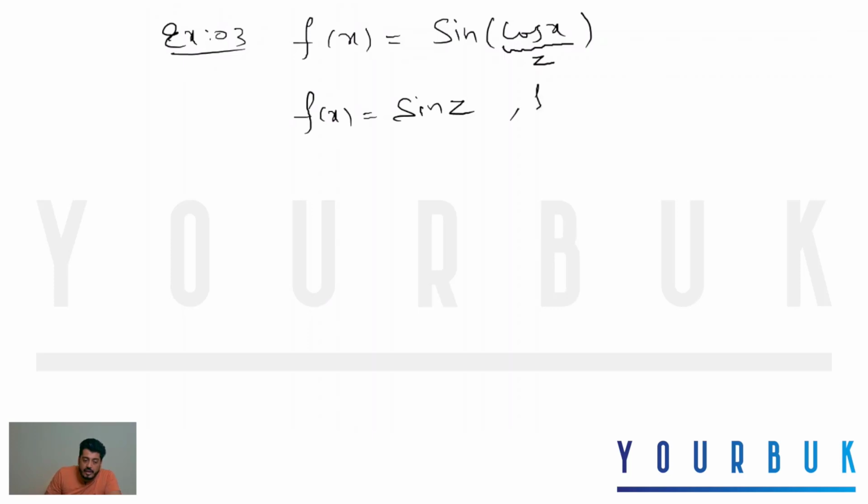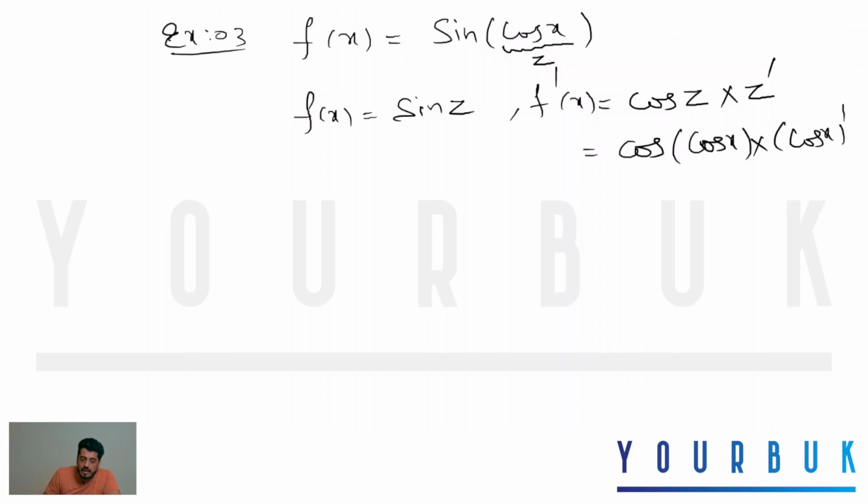Now when you take its derivative with respect to x, the derivative of sine z is normally cos z, and then don't forget to multiply by the derivative of z, that is z dash. So this becomes cos of, in place of z, cos x into the derivative of cos x, and you know that the derivative of cos x is minus sin x. So the final answer is cos of cos x into minus sin x. I hope you are able to understand what I am saying. So this is how you apply the concept of chain rule.